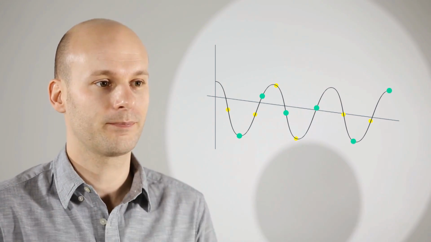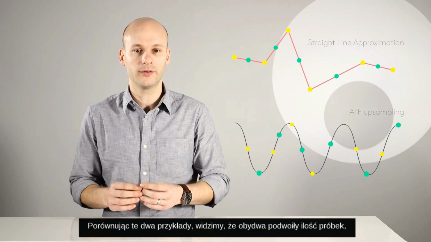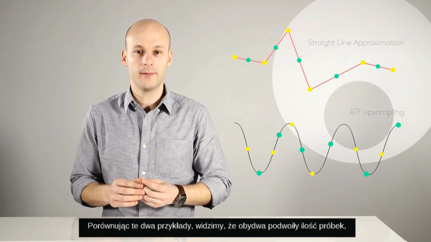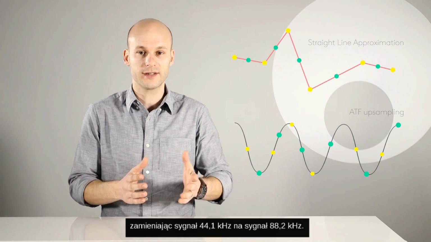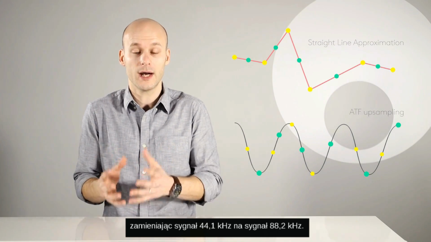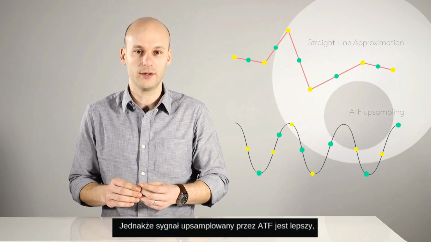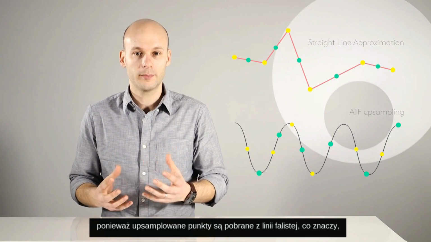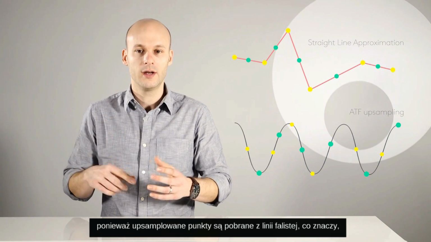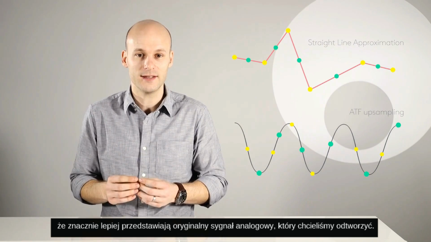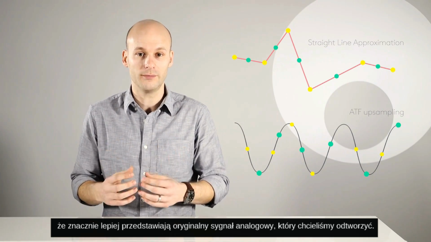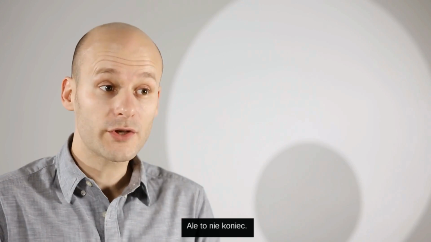The ATF system then takes its upsampled points, its green dots, from the curve, rather than from a jagged straight line. When comparing these two examples, both have doubled the number of samples, turning a 44.1 signal into an 88.2 upsampled signal. But the ATF upsampled signal is better because the upsampled points are taken from the curve, which means they're much more representative of the original analog signal that we're trying to reproduce. But we don't stop there.